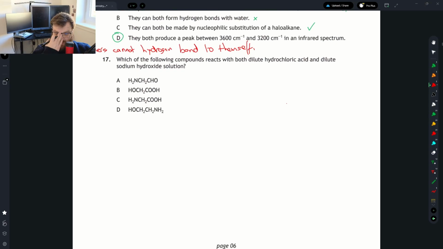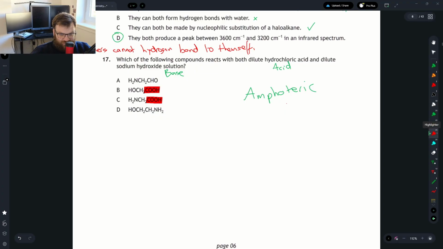On to 17, we're looking for something that reacts with both an acid and a base. This means we're looking for the one that is amphoteric. So we need something that has both an acidic part and a basic part. Let's look for any acidic parts. You have your carboxyl group. Next, we have an aldehyde group. That's not going to be acidic or basic, so that's ruled out for me.